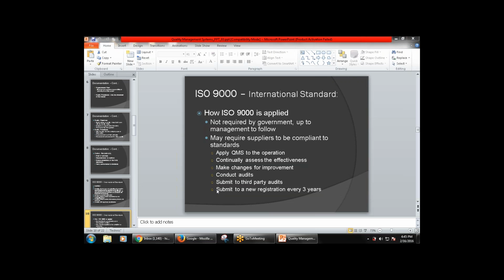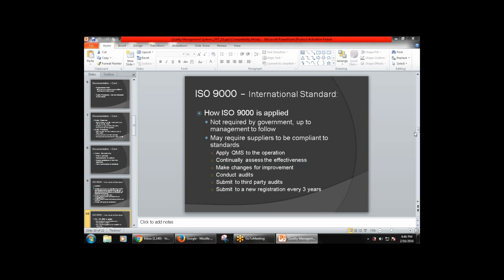That is, whether the ISO 9000 standard is effective or not. So assess the effectiveness, whether the requirement that is given is effective or not. Then make changes for improvement. What are the changes that are used for the improvement? Make changes for the improvement. Then conduct the audit on a regular basis. That is how auditing is used, or how we are using the auditing. That means conduct the audit.